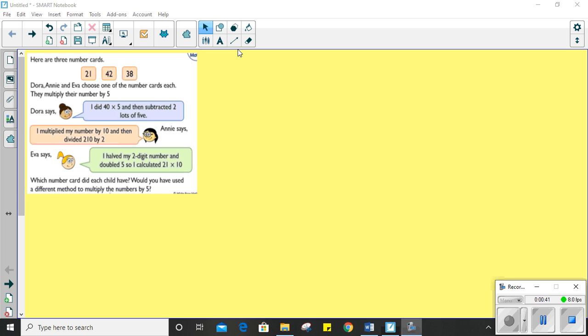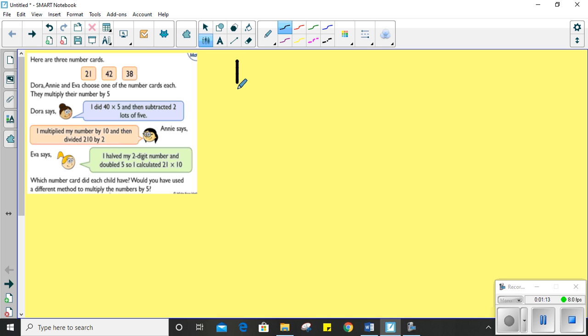Right guys, this is quite a complicated question, and if you just do a little bit of reading, it makes it a little bit easier for you. So take your time and read through them. Here are three number cards: 21, 42 and 38. Dora, Annie and Eva choose one of the number cards each. They multiply their number by 5. Right, the person that I'm going to worry about right now is Dora. I did 40 multiplied by 5 and then subtracted 2 lots of 5.